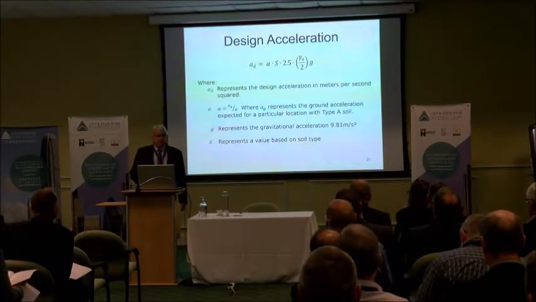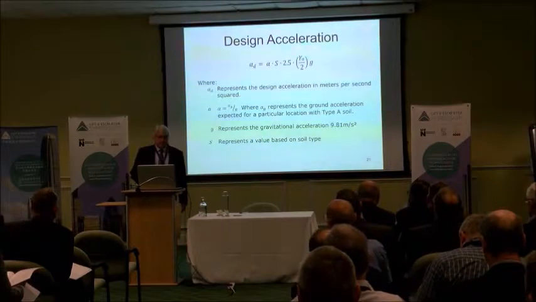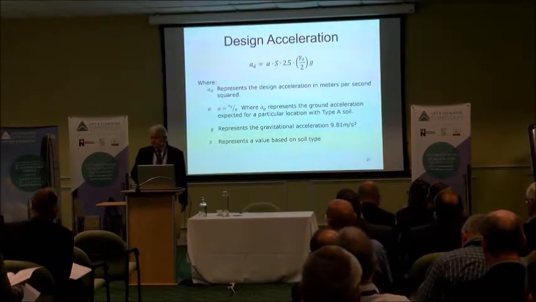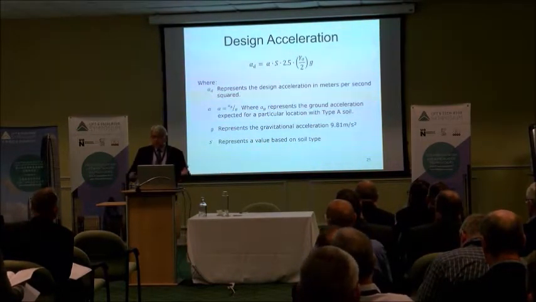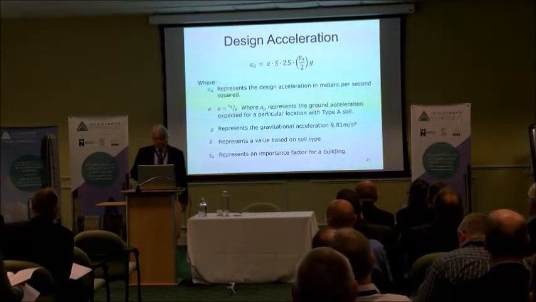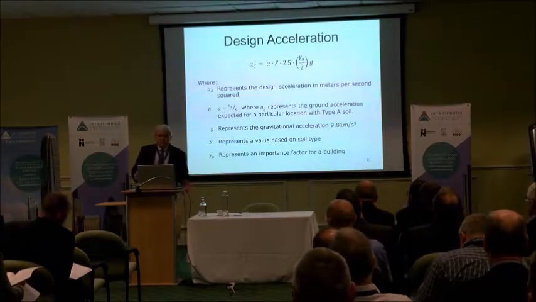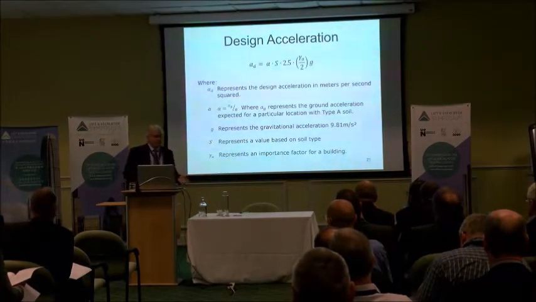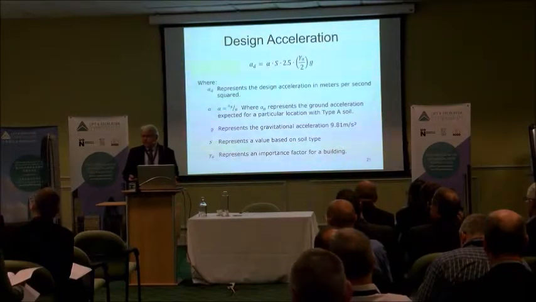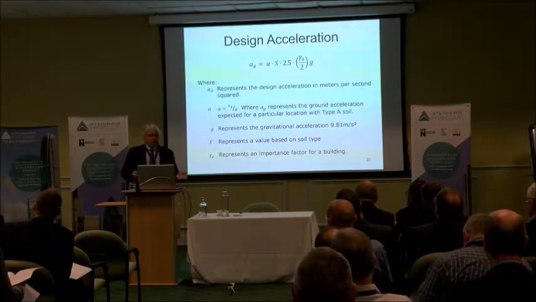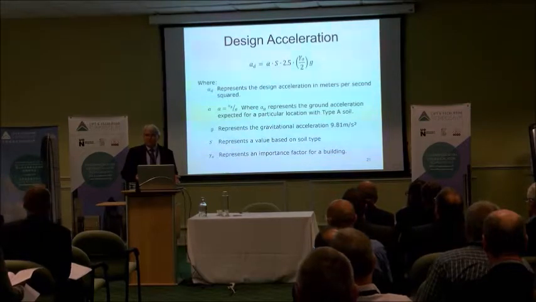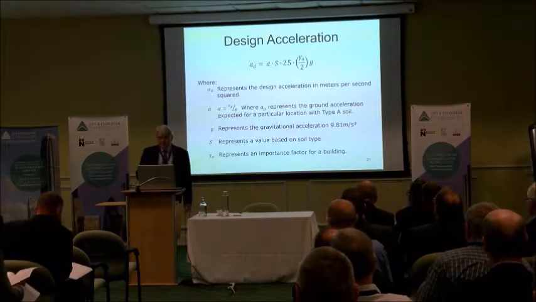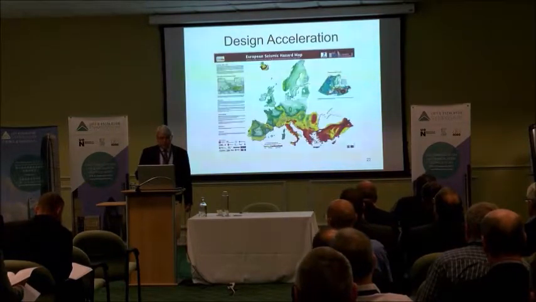And then G is gravity. S represents the soil type, and so there's a value that's a multiplier if you have soil other than rock. And then this final representation is the importance factor of a building. Now, not all buildings are equally important. Probably the most important buildings to survive an earthquake would be hospitals. But we're not overly concerned about things like barns for horses, except unless they're race horses. So we'll take a look at what this is.